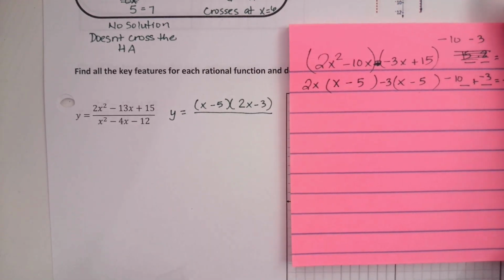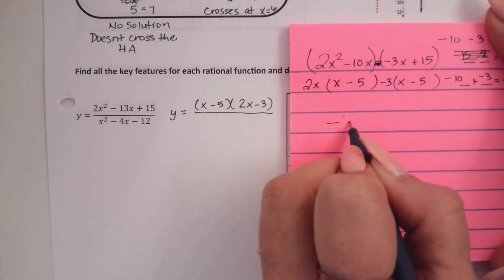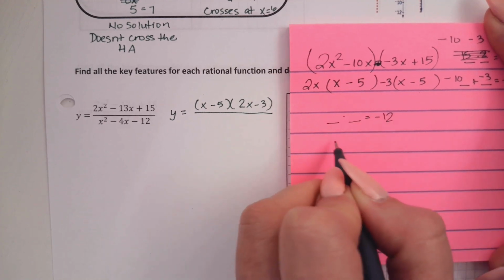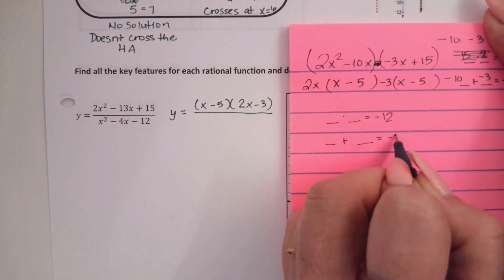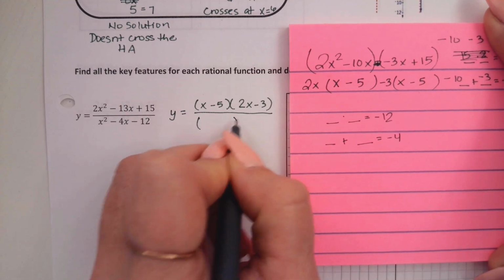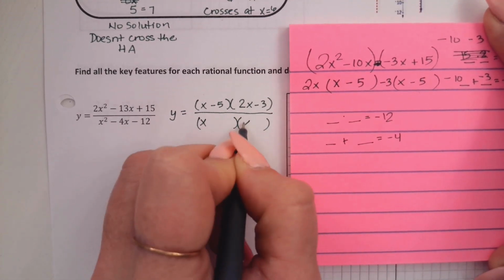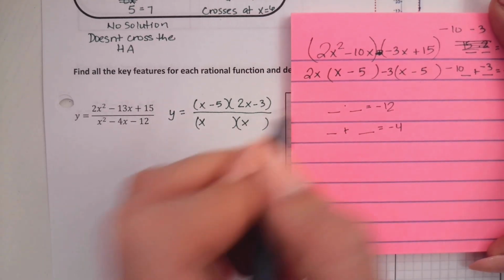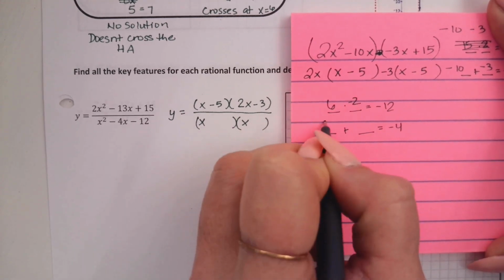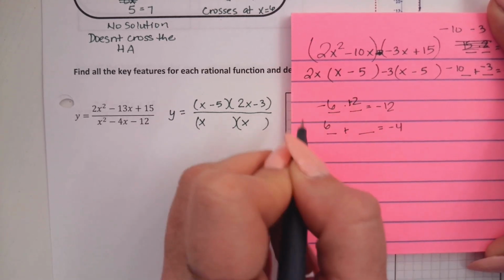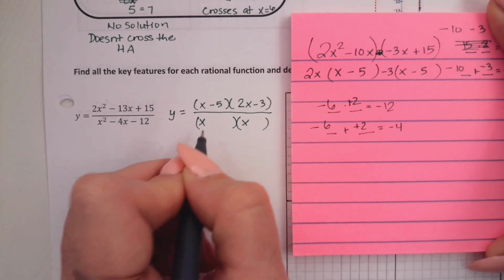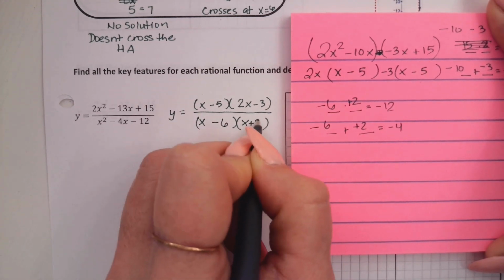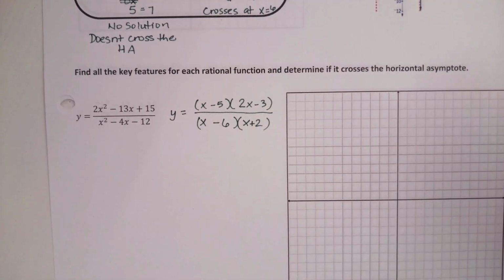The bottom is easy factoring. We're just looking for two numbers that multiply to negative 12, but add to negative 4. What are those numbers? Negative 6, positive 2. Yes, that is right. All right, excellent.